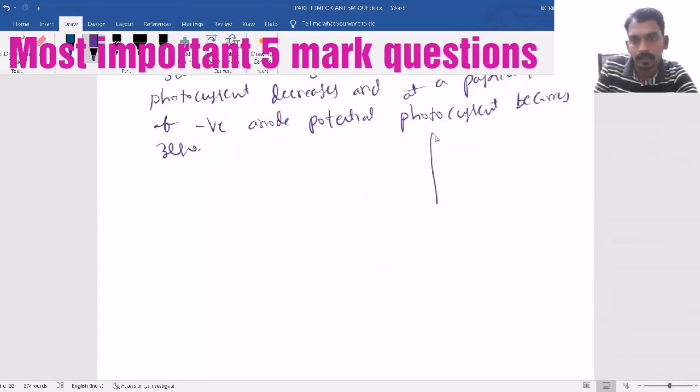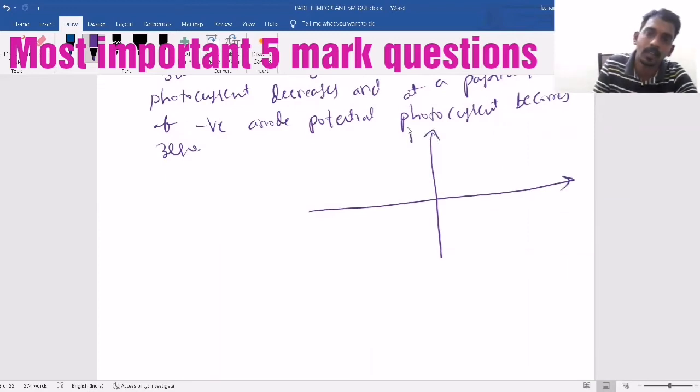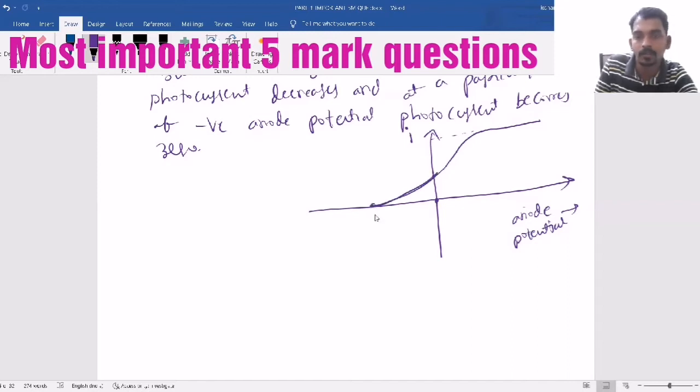See, if you take the graph between current and anode potential, initially when the anode potential is there, there is one current, then slowly it increases and becomes saturated. And when you give negative potential, it keeps on decreasing and becomes zero at a particular value, which we call minus V naught. This V naught is called the stopping potential.